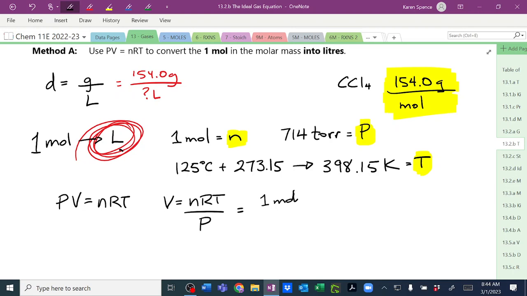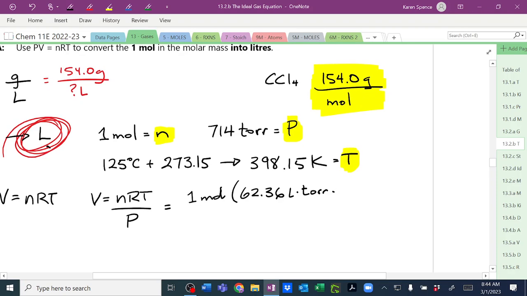That's okay. Why don't you guys just tell me what the R value is that we're going to be using? Okay, so we have 62.36, and what is the unit? Liters torr per mole Kelvin. Excellent. Mole to the -1, Kelvin to the -1.